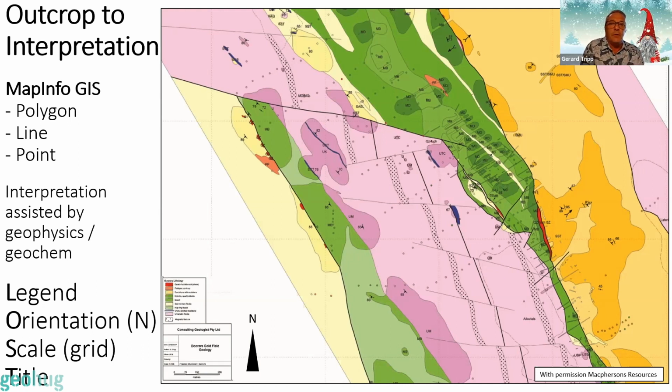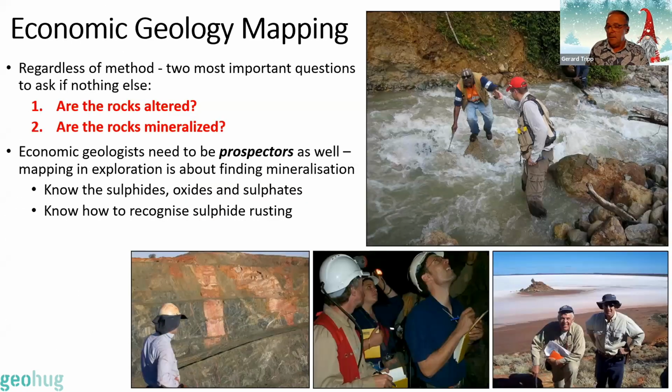Okay, so when we're doing this kind of mapping, the two most important questions, because we work for industry, or certainly most of the work I do is for industry, are: are the rocks altered, and are the rocks mineralized. That's really where we're going with this kind of mapping, because the real big push for us is discovery and finding new resources, and so that's really what it's all about.